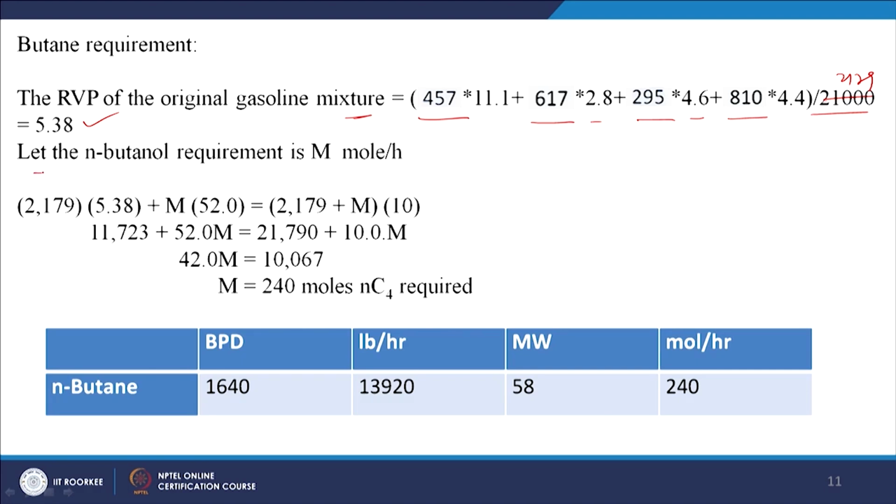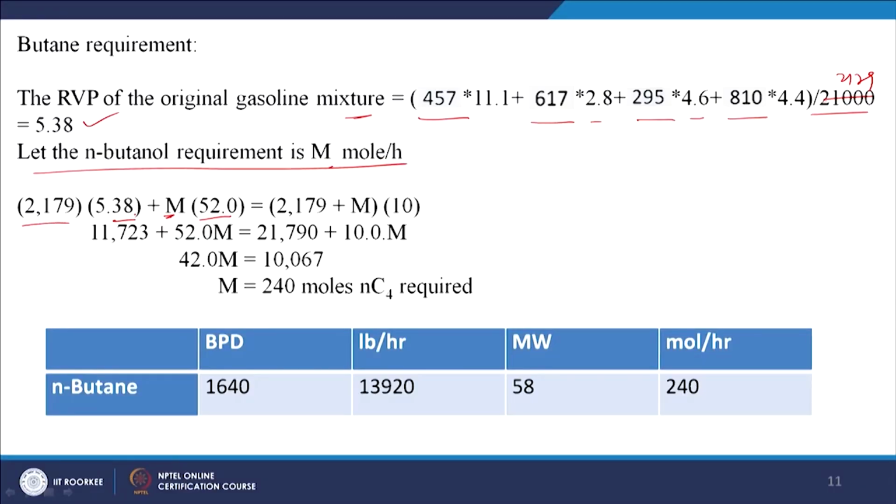Now, let the N butanol requirement be m mole per hour. So, what will be this m into the RVP of m, that is N butanol, that is 52, it is given in the problem statement, plus the other one. Now, one is the original mixture, now butane we are mixing. So, that will be this into this, and after mixing what will be the total moles? 2179 plus m, and what is the requirement of RVP of this product? 10 as per the statement. So, this is equal to 10. So, this expression we are getting.